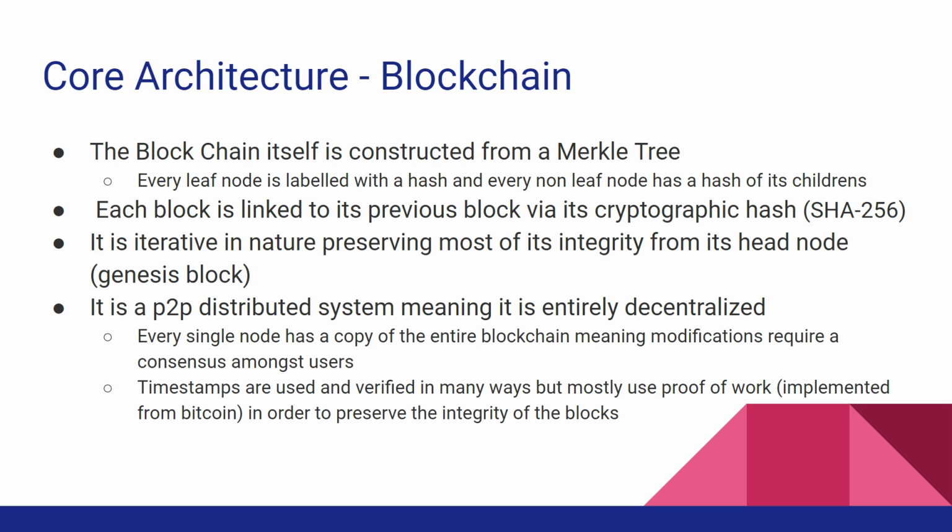It is iterative in nature, preserving most of its integrity from its head node, also known as a genesis block, because every block in the chain has to have a link to the previous node. But obviously, not every node is going to have a previous node. Eventually, you're going to get to the head of the list, so that's the genesis block.